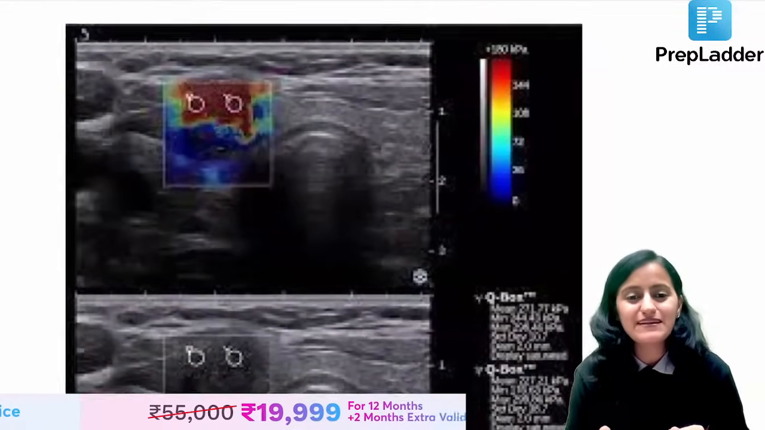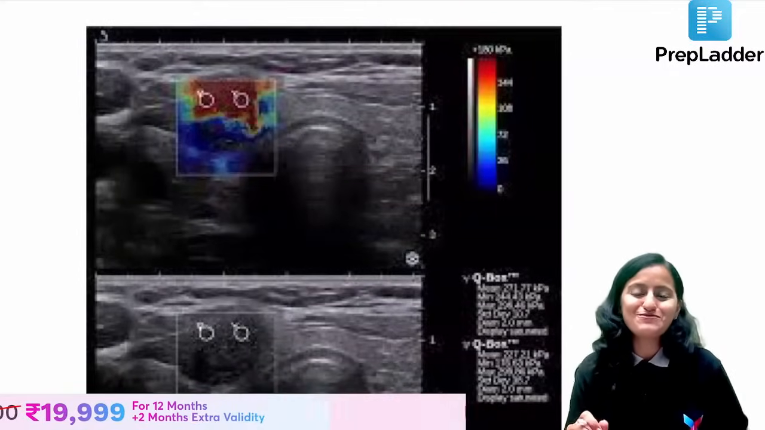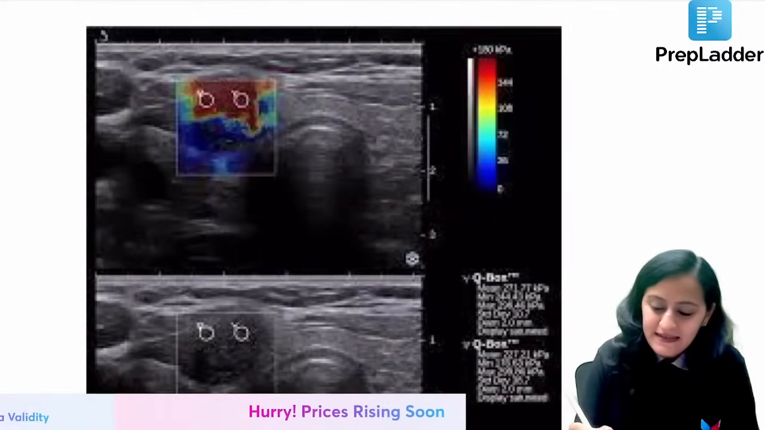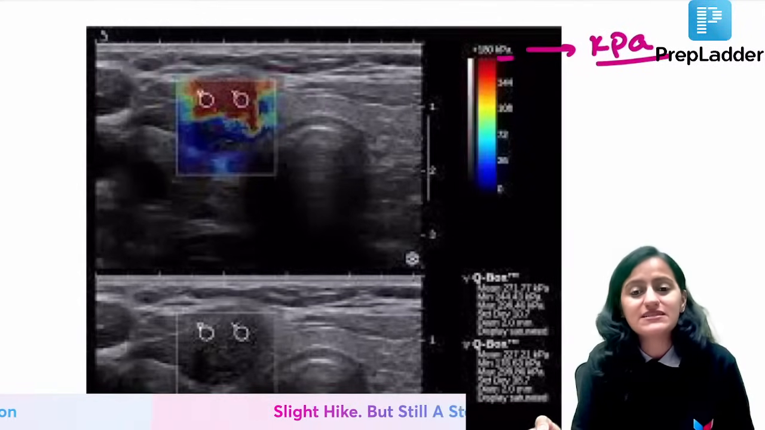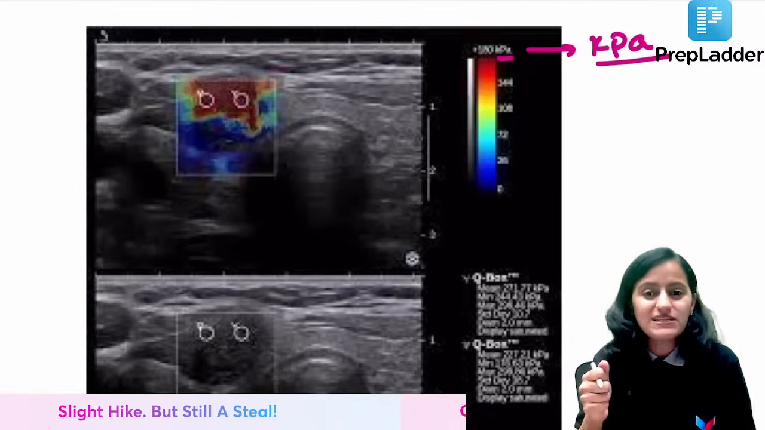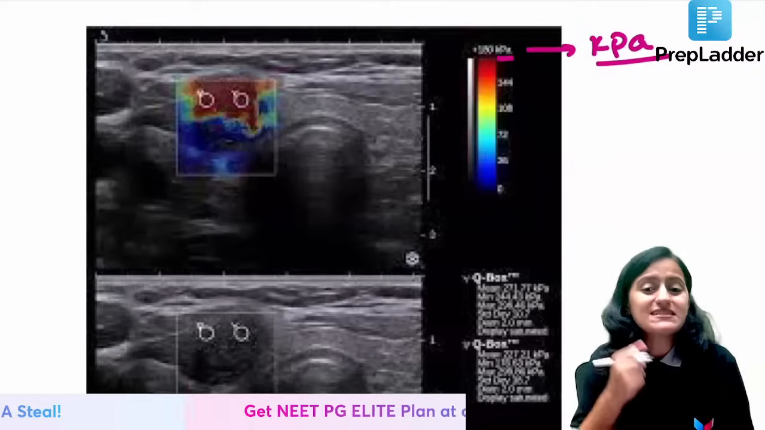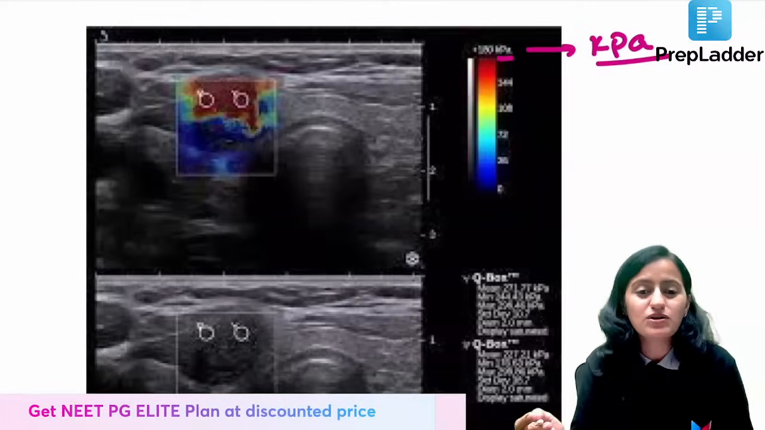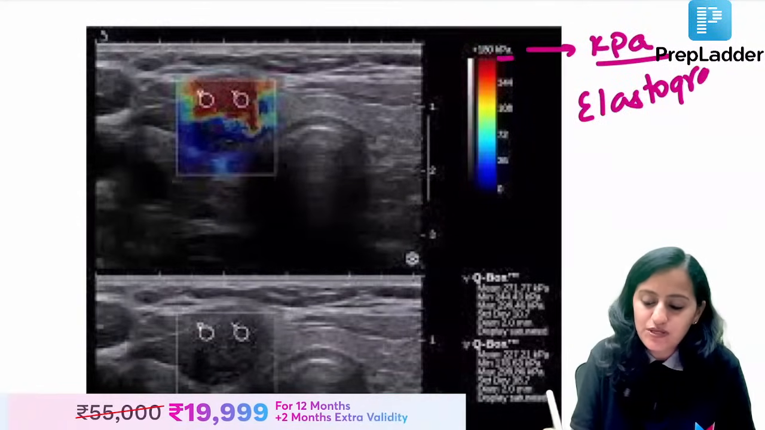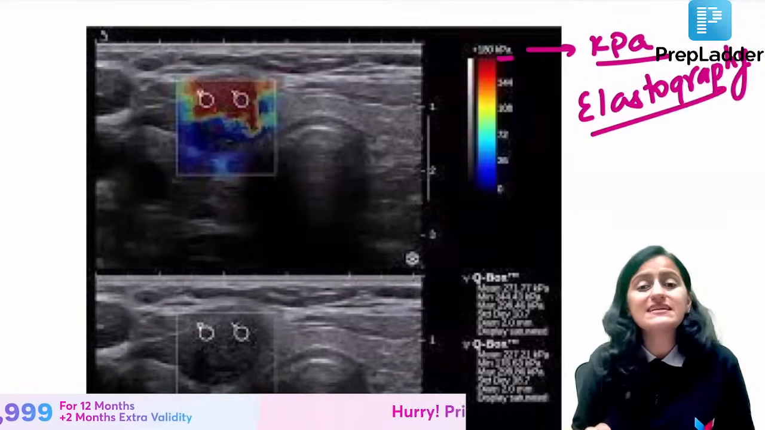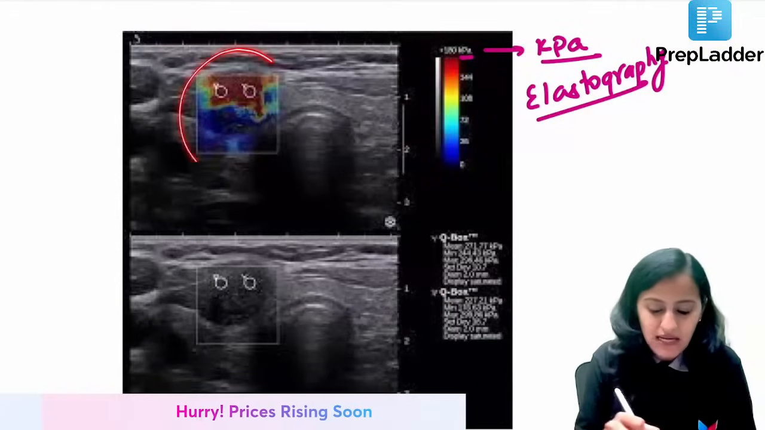Right, if you tell me that the image is blurred, this sort of image is what you get in the real exam as well. Here, it is not centimeters per second, it is kilopascals written here, right? So, measuring the deformity, the elasticity, the fibrosis in the tissue or the lesion, this is what is called elastography. Okay, this is elastography, which will also show you color like this.